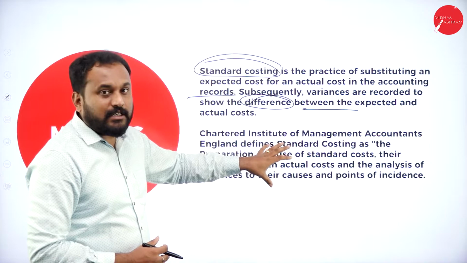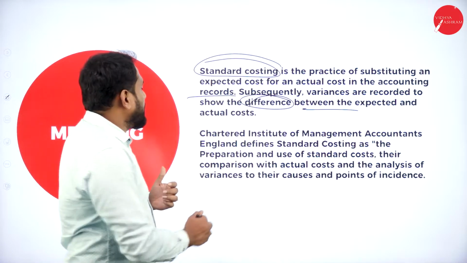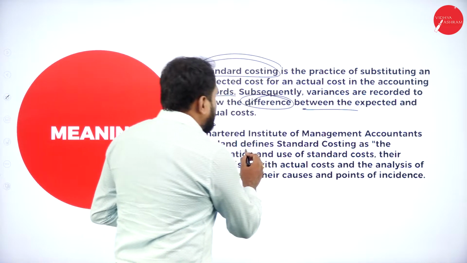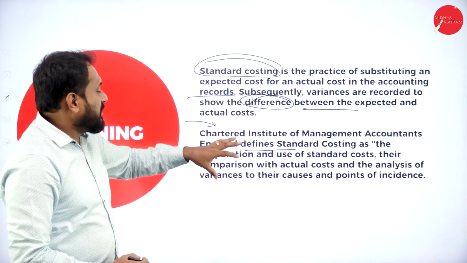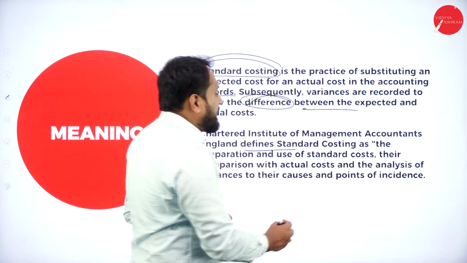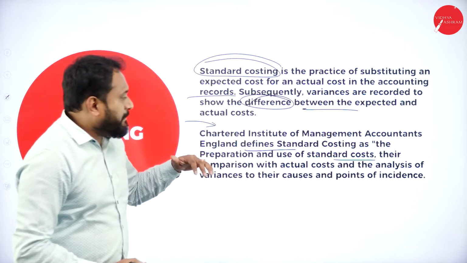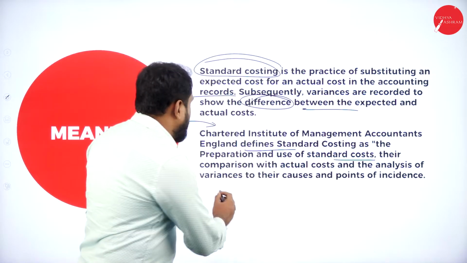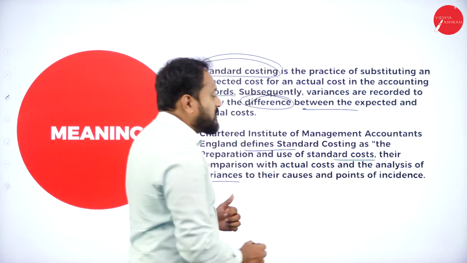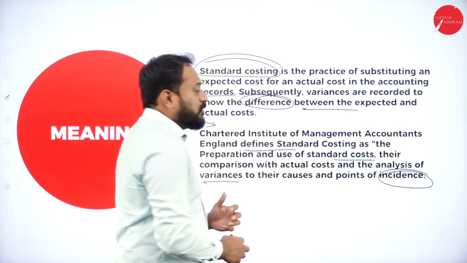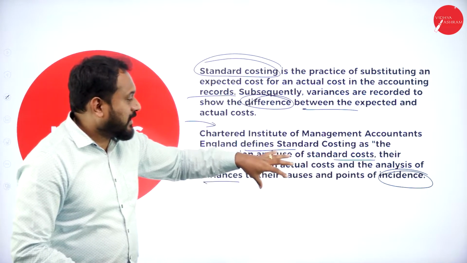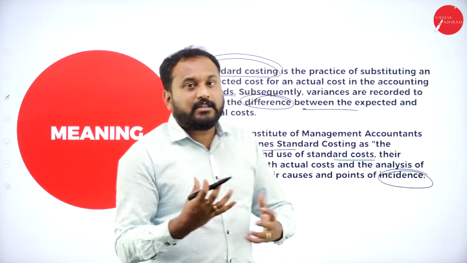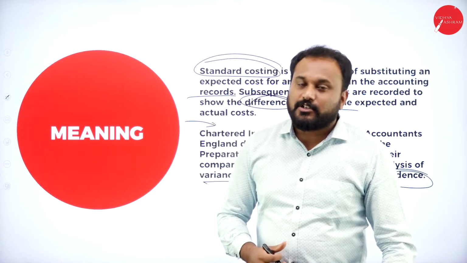Here, when we go with the definition, we have an institution called the Chartered Institute of Management Accountants, England. They define standard costing as the preparation and use of standard costs, their comparison with actual costs, and analysis of variances to their causes and points of incidence. So they have their own definition, where again they are telling you that there is the expected cost, another is the actual cost, and the variance. That is what standard costing is all about.